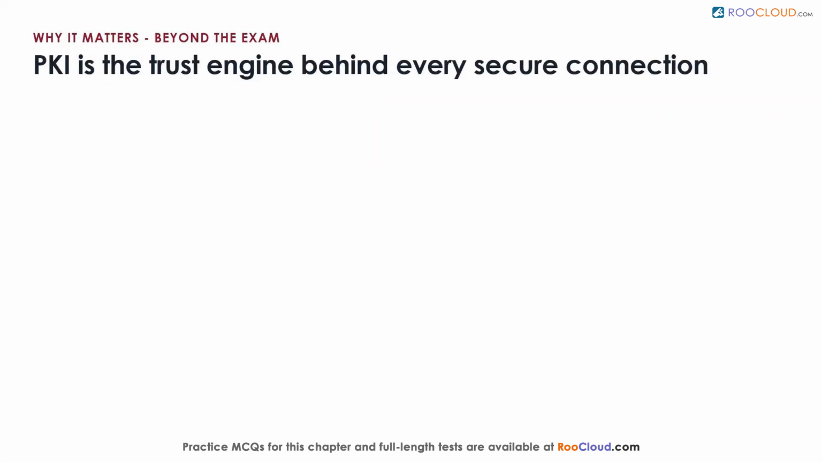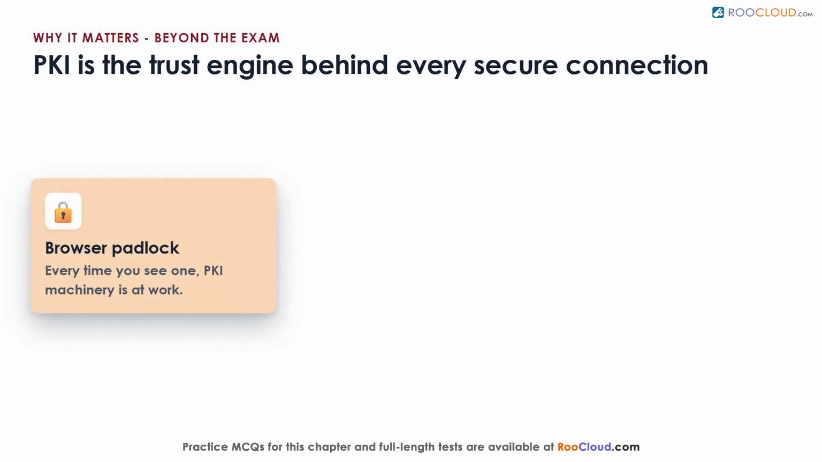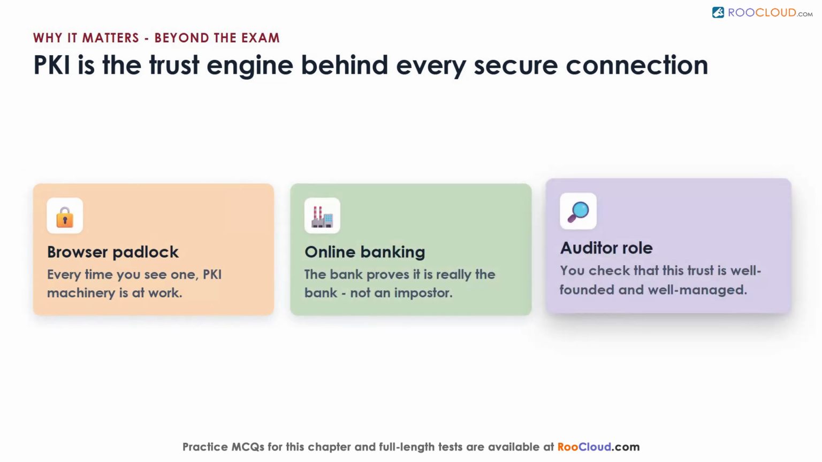Why does this matter beyond the exam? Because public key infrastructure is the trust engine behind secure communication. Every time a browser shows a padlock, this machinery is at work. Picture an online bank proving it's really the bank, not an imposter. That proof depends entirely on certificates and the trust behind them. As an auditor, you check that this trust is well-founded and well-managed.